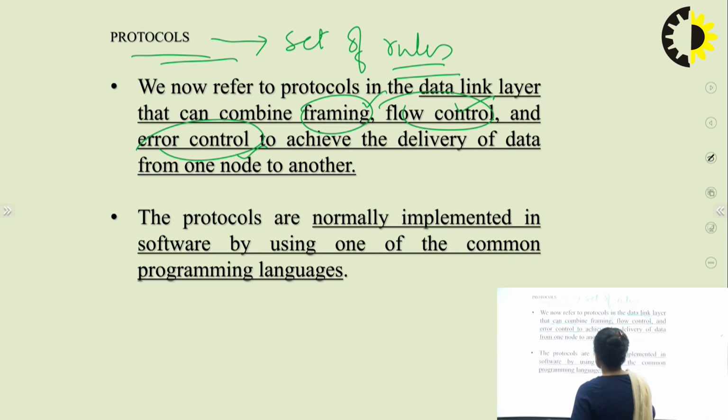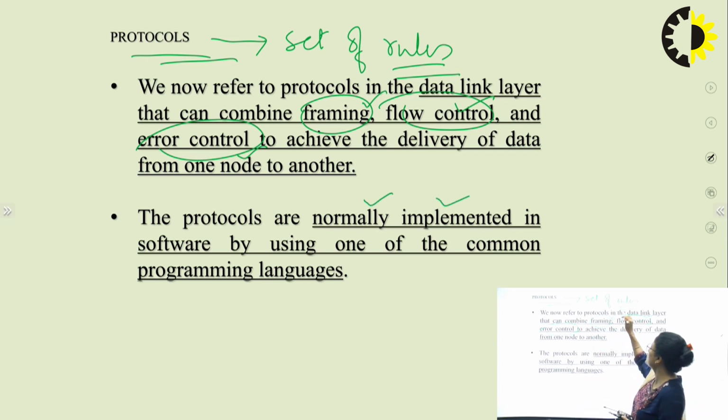Protocols are a set of rules. Now how do we ensure that these rules are followed by the computer system? We all know that a computer system has two important components, the hardware and the software part.